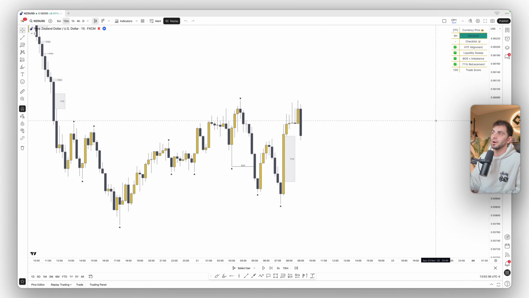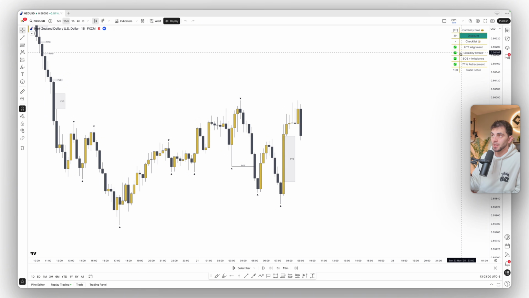First things first, our higher time frame alignment on the checklist. Well, my indicator is showing me that the 4-hour time frame is currently at a discount, which means we should not be looking for selling opportunities. We should only be looking for buying opportunities, which is actually what I would be interested in on this 15-minute time frame, and I'll explain why.